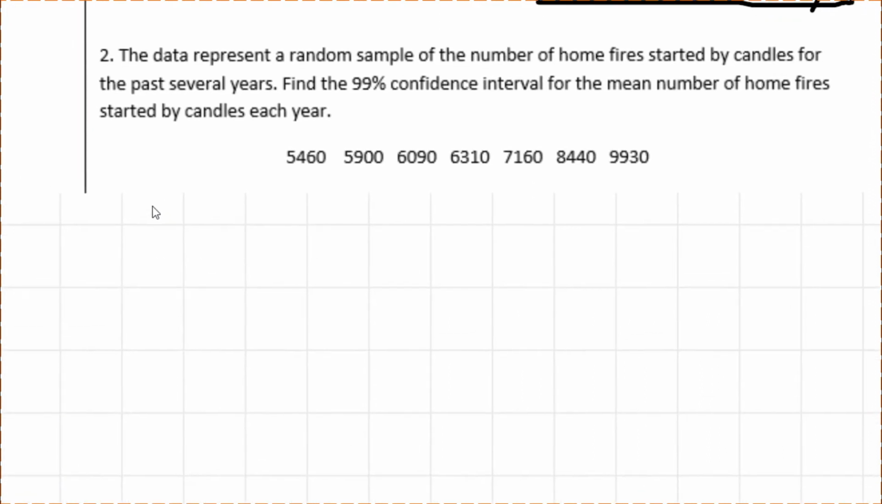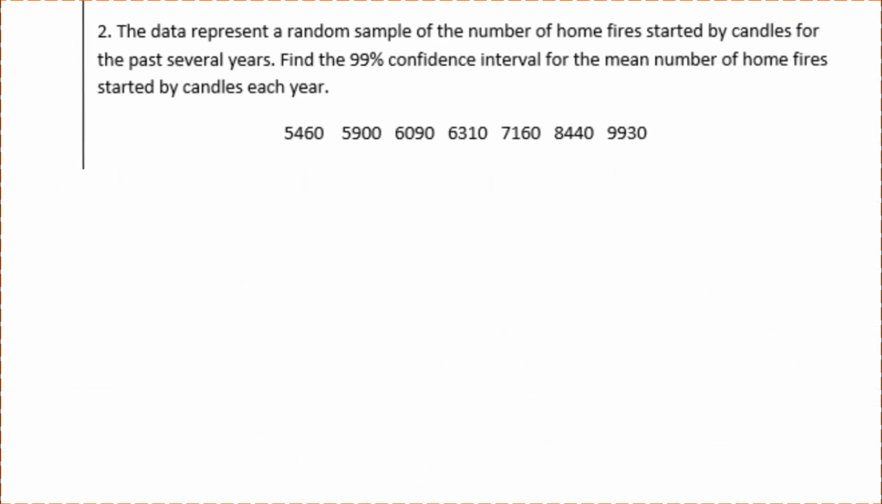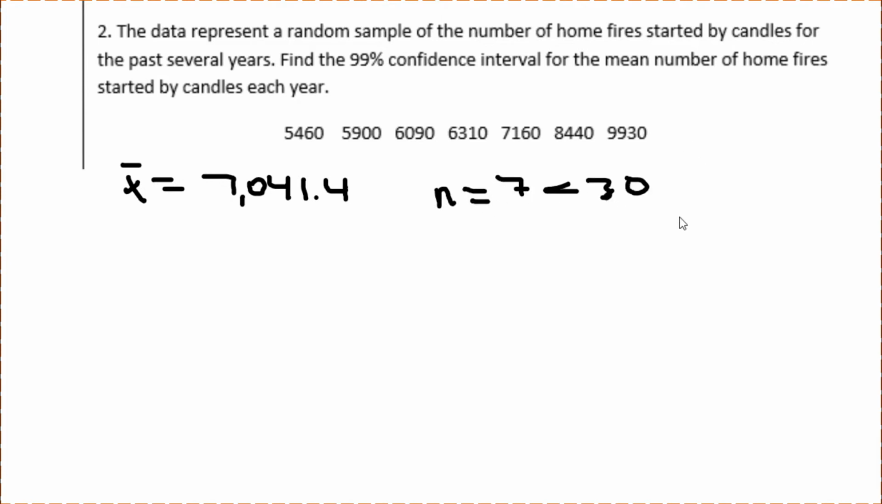All right, so that is going to be our X bar. And then our n is 7, which is less than 30. And our sigma is unknown, right? We don't know our sigma. But we can estimate it with s. So since we don't know sigma, we need to estimate s then. We need to figure out what the standard deviation is. So we're going to do that on the calculator and plug it in, and then I'll let you know what I get for the answer.